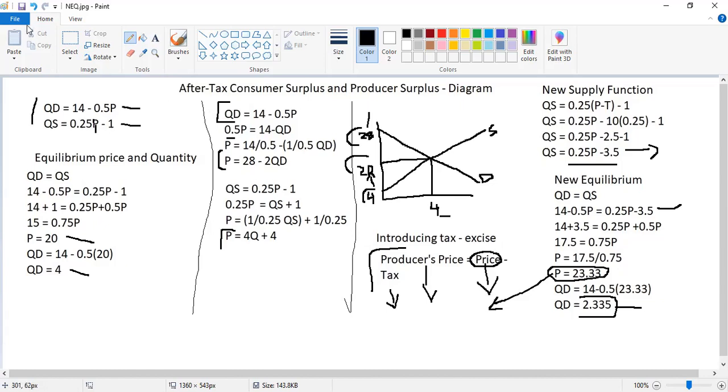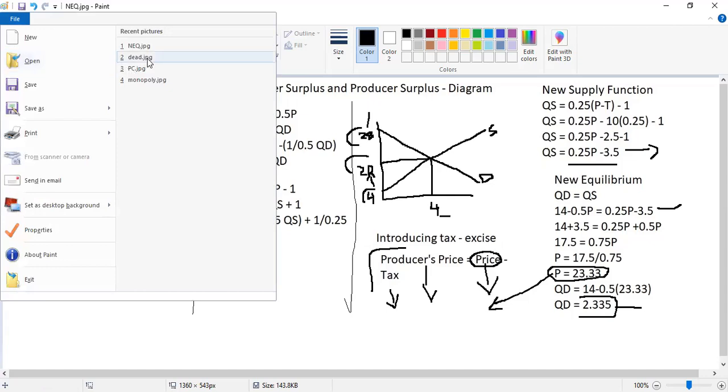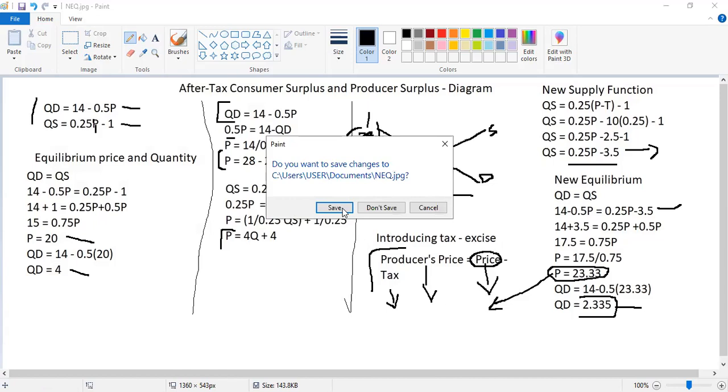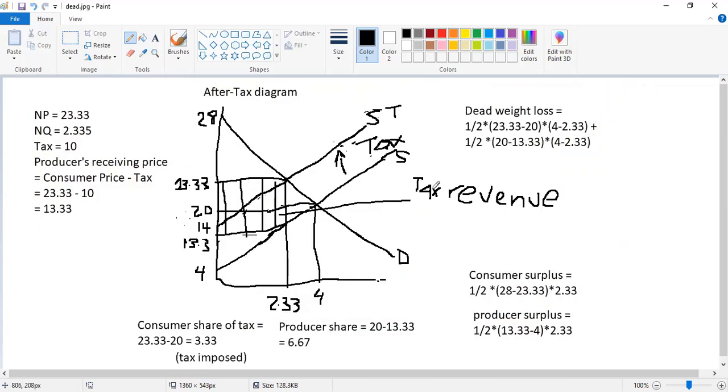Now we are going to look at the last aspect. Now that we know how to get the price, and how to get the quantity demanded when taxes are imposed, and then how to find what the producer is receiving, let's go to the diagram. Then we'll be done soon. So this is the diagram for after tax. I'm going to explain it briefly.